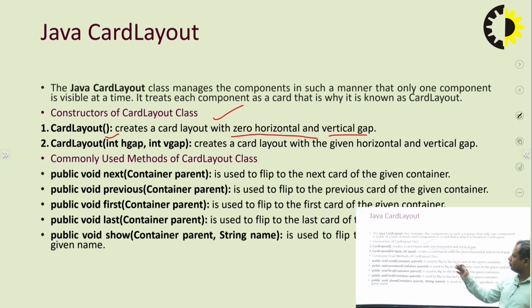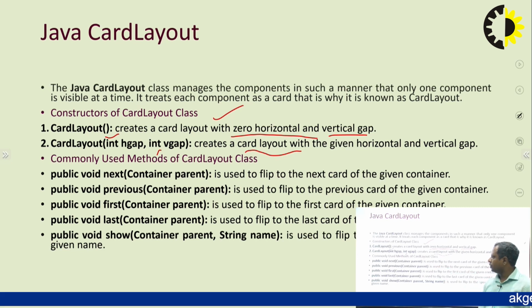Next, card layout with horizontal and vertical gap. It will receive two integer type parameters. One is for horizontal gap, next is for vertical gap. It creates a card layout with the given horizontal and vertical gap. Commonly used methods of the card layout class. There are a few methods of the card layout class. First is next, second is previous, first, last, and show, using some parameters.